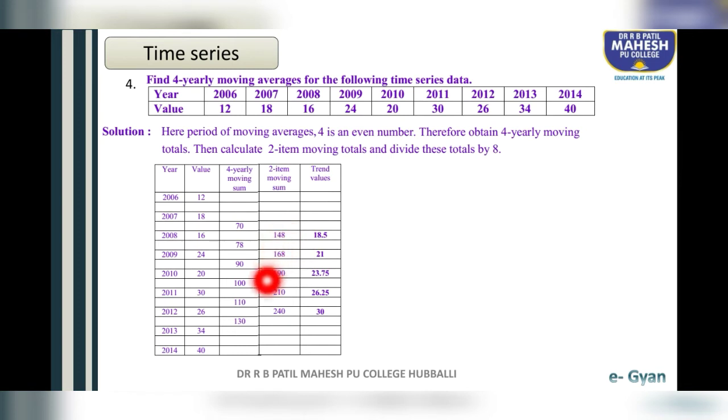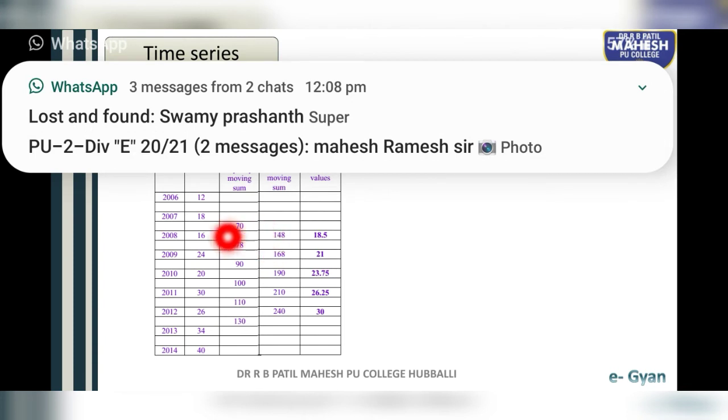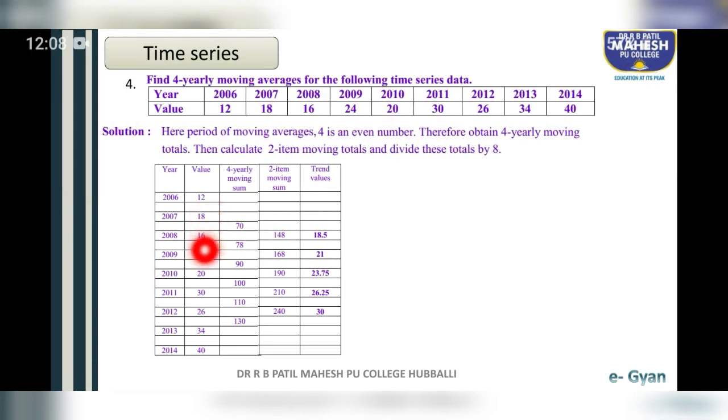For all these values, you divide by 8 for trend values. Okay students, for 4 yearly moving total, here you have to leave the first 2 values gap and the last 2 values gap. And students, so how to write this?